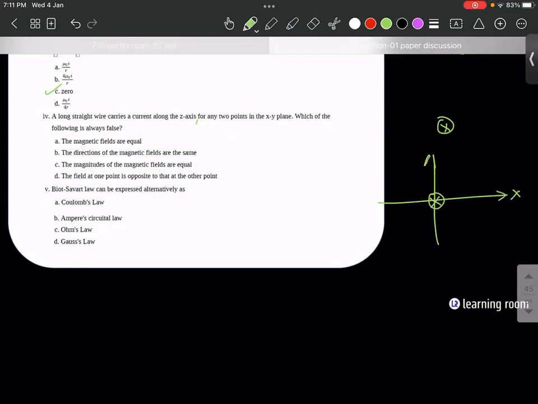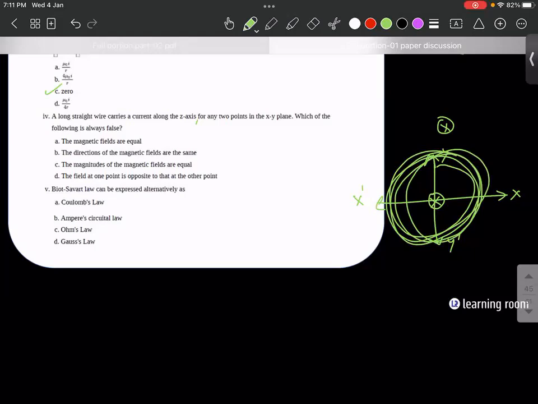If I take this to be the x-axis, y-axis, x dash, and this to be y dash. Okay, the field, let's say the current carrying conductor is placed at the origin and the current is into the plane. For any two points in the xy plane, I think my directions of magnetic field will be the same only. It's the same. Apply right-hand thumb rule and see. Place your thumb in the direction perpendicular to the plane of the paper and curl your fingers and see. Anywhere you see it is going to be in the same direction.